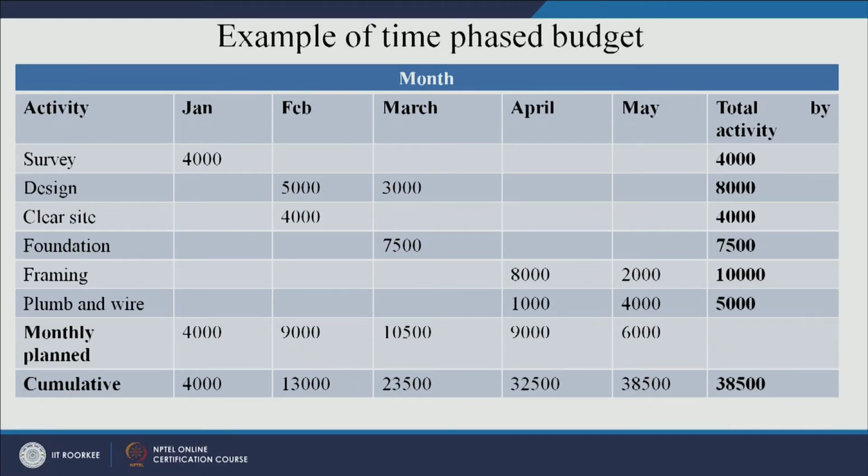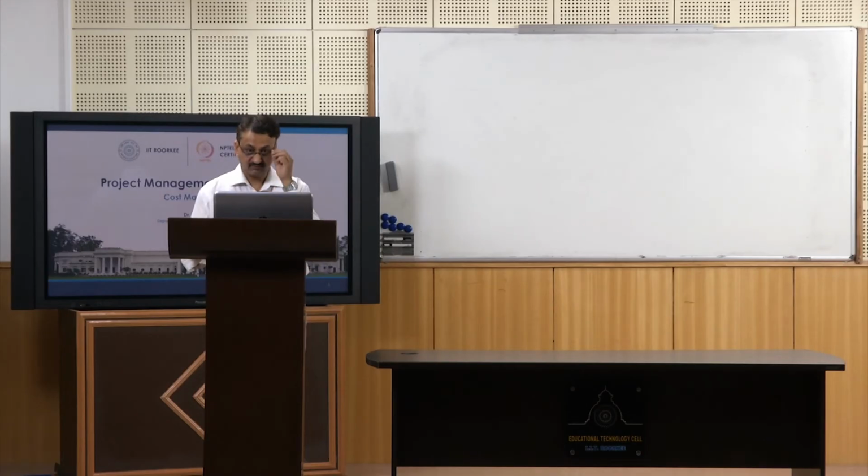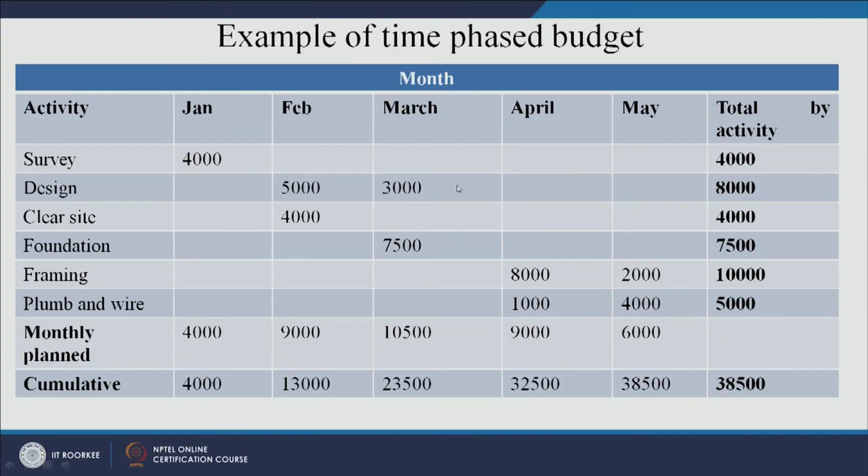Let us look at an example of time phased budgeting, though I have already talked about time phased budgeting. So, these are different activities. The budget for the activity survey in January is 4,000. For design, the budget in February is this, March is 3,000. So, total 8,000. Similarly for plumbing and wiring, you have got 5,000. So, this is the total budget by activity. Similarly, you have got the monthly budget for all the activities. For January you have got 4,000, for February 9,000, for May 6,000. So, you can have a cumulative budget, like this.